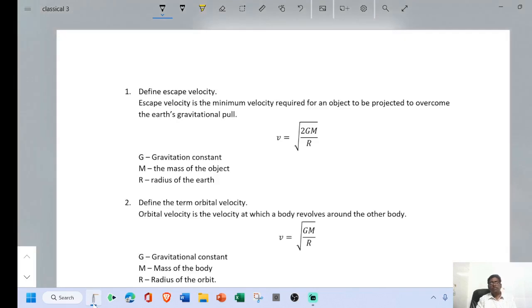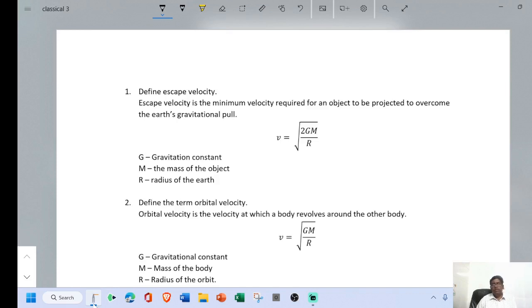Here are a few questions from the paper Classical Mechanics. We have to analyze them one by one. The first question is: define escape velocity. Escape velocity is the minimum velocity required for an object to be projected to overcome the Earth's gravitational pull.